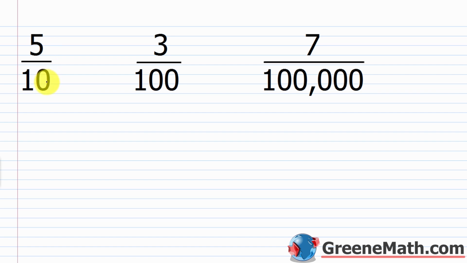We have 5/10 here, and you can see that this 10, I could rewrite as 10 to the power of 1. Here I have 3/100. I can rewrite 100 as 10 to the power of 2. Here we have 700,000ths, and I can rewrite this 100,000 in the denominator as 10 to the 1, 2, 3, 4, 5. There's 5 zeros here, so 10 to the 5th power. So in each case, we have a decimal fraction because the denominator is a power of 10. And again, more specifically, that means that 10 is raised to some whole number that is 1 or larger.